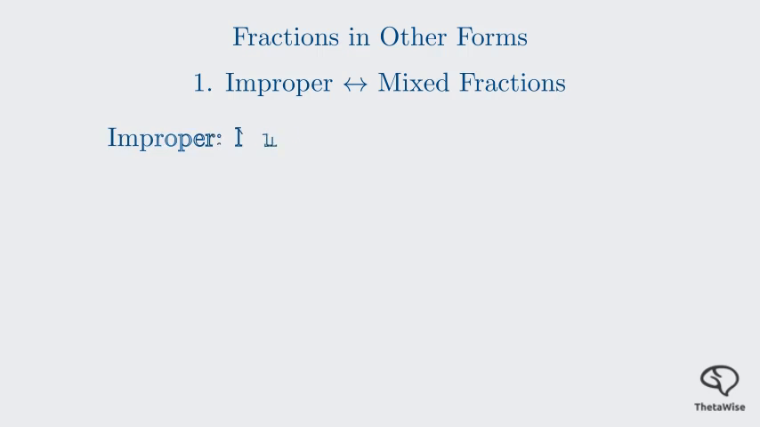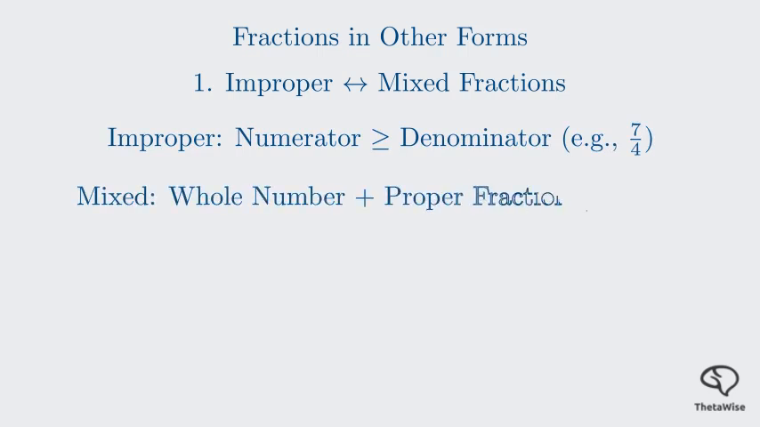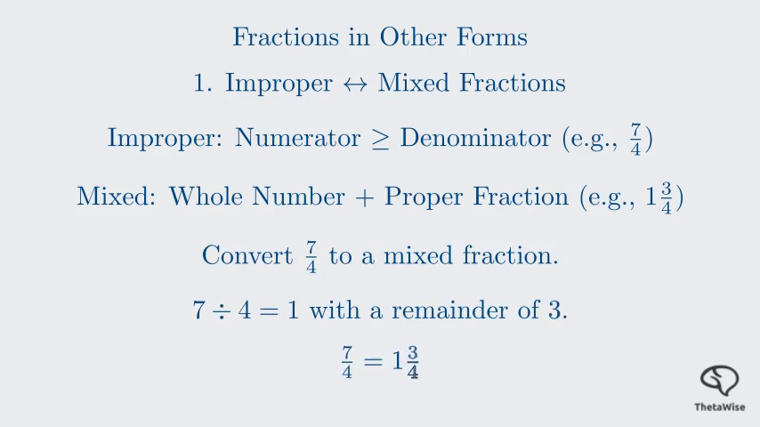An improper fraction is one where the numerator is larger than or equal to the denominator, like 7 over 4. A mixed fraction combines a whole number and a proper fraction, like 1 and 3 over 4. To convert an improper fraction to a mixed fraction, you divide the numerator by the denominator. The quotient is the whole number, the remainder is the new numerator, and the denominator stays the same. For 7 over 4, 7 divided by 4 is 1 with a remainder of 3, so 7 over 4 becomes 1 and 3 over 4.